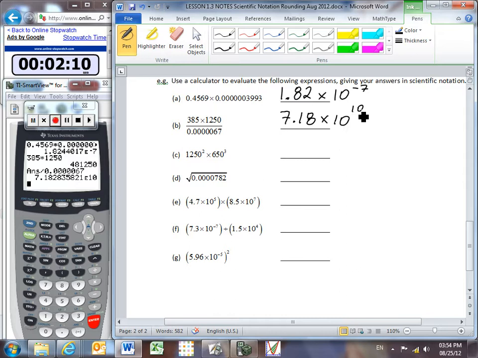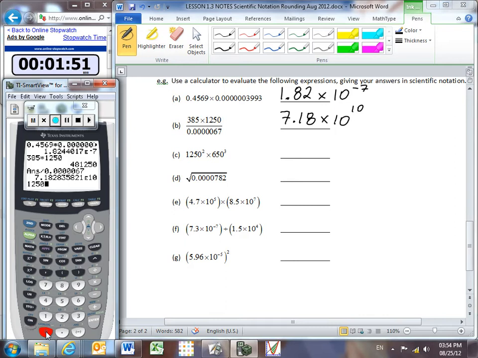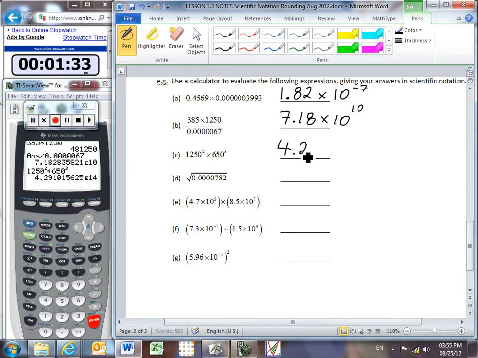You might notice in scientific notation then, when we round to 3 significant figures, we always end up with literally 3 digits. The first one is a number between 1 and 9, and the entire number, in fact, is between 1 and 9.99. Alright, part C. We've got 1,250 squared times 650 raised to the power of 3. If I want to get a raised to the power of 3, I can use this hat button to the power of 3. And that gives us 4.29. And that's been rounded correctly to 3 significant figures to the power of 14.